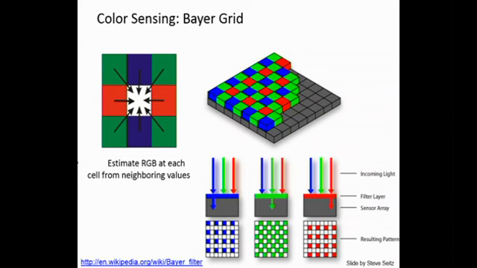Does anyone know why there's more green? Yes? Tied to humans being more sensitive to green light, they want to change the way we see the image. Yep, that's pretty much it. So it's because we're more sensitive to green light.